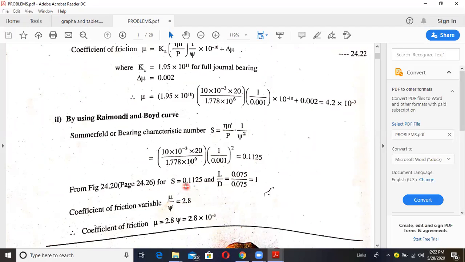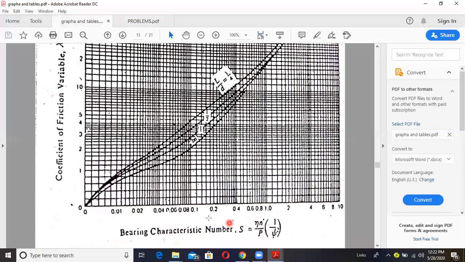See, S is not 0.01, it is S is equal to 0.1125. See here it is not 0.01, it is 0.1. Move upwards like this until it touches the second curve, since the second curve is L by D is equal to 1. I think this is 0.1.